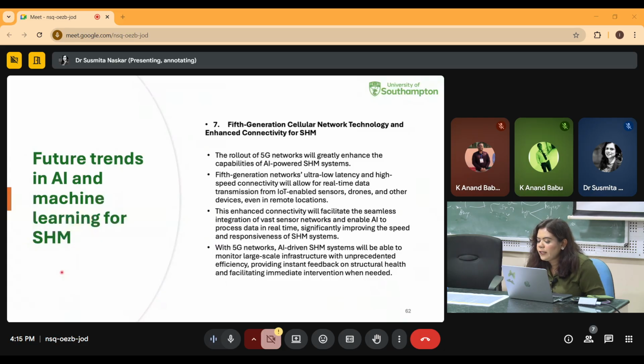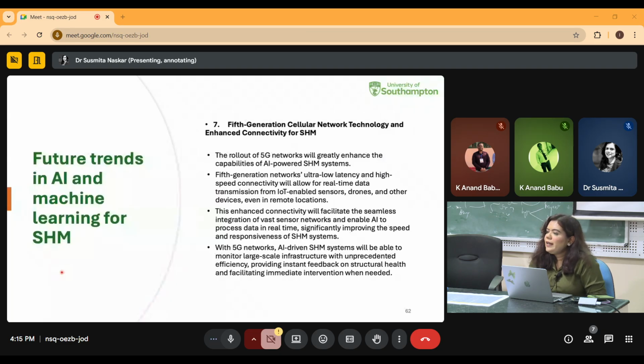Now another important one among those 8 is the 7th one, which is the fifth generation cellular network technology, enhanced connectivity for SHM. The rollout of the 5G network is going to dramatically improve the capabilities of AI-powered systems. 5G mainly provides ultra-low latency and high-speed connectivity, where we are talking about the drone, where we have an issue with the connectivity. So that's where this actually helps a lot. It enables real-time data transmission from IoT-enabled sensors, drones, as I said, and other devices, even from remote areas.